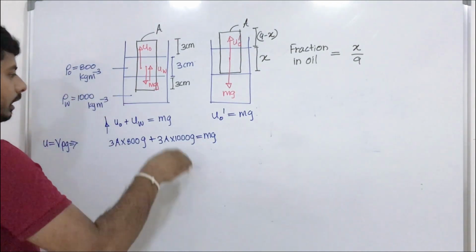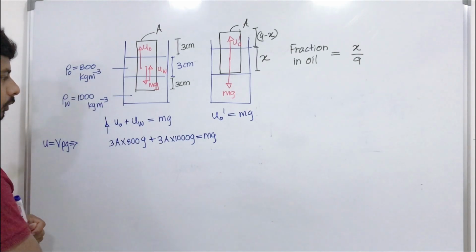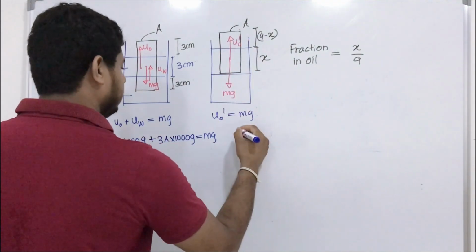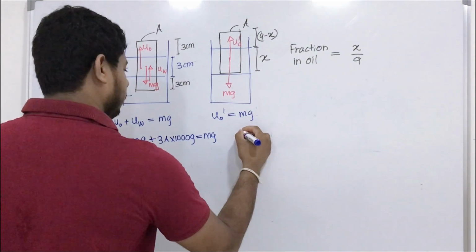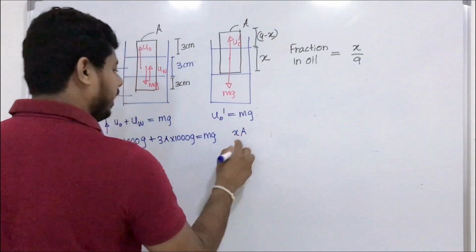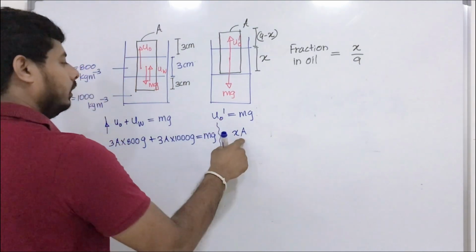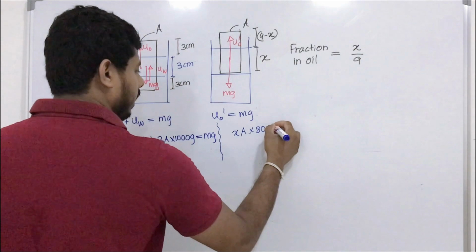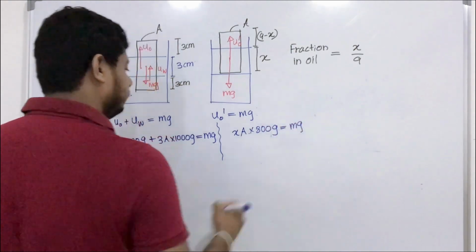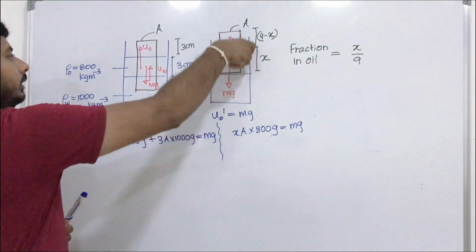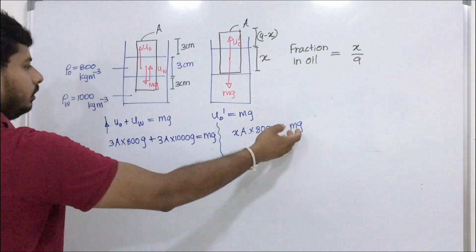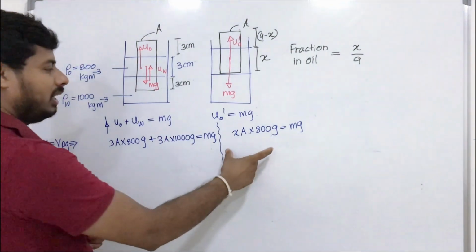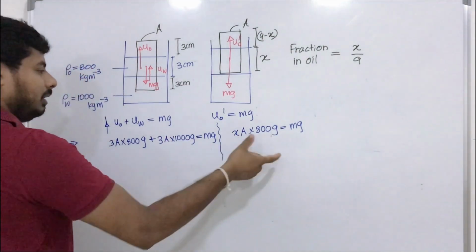Now you can see here each and every term has g, right? So you can cancel out. Oh, before that we will substitute here also. So here the amount immersed in oil is, the height is x times A, that is the volume immersed in oil, times the density of oil, and g, that is equal to mg. Because in here also the same cylinder is in equilibrium, so there is no change in the weight. So you can see clearly that this one is also equal to mg, this part is also equal to mg. Therefore these two parts must be equal.